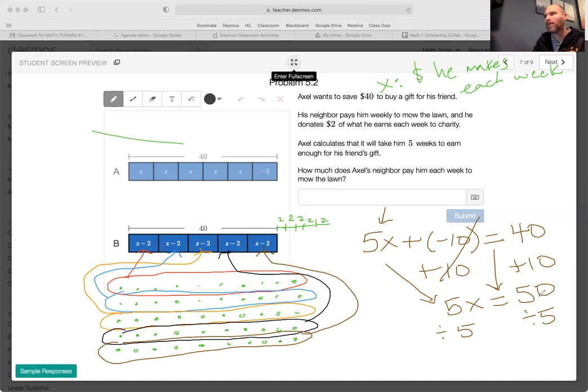That's exactly what I'm doing here. I have 50 on this side of the equation, and I'm going to divide it into 5 equal parts to see that x equals 10. So it looks like the neighbor pays him $10 to mow the lawn.